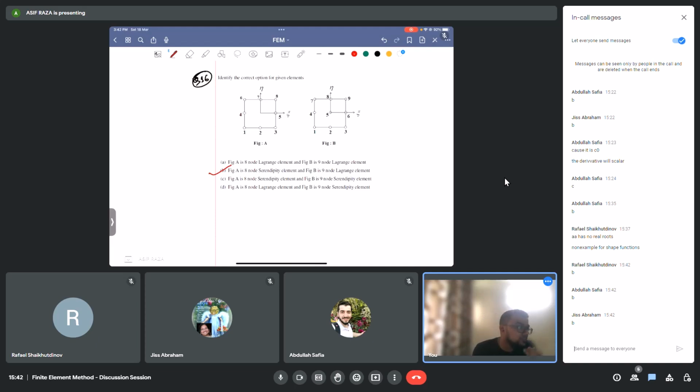In this, I don't know much about it, but can anybody throw some light on why it's called a serendipity element and not a Lagrange element? Like figure A is called an 8 node serendipity element, not an 8 node Lagrange element. Why is it so?